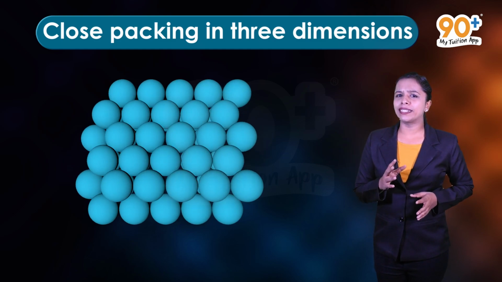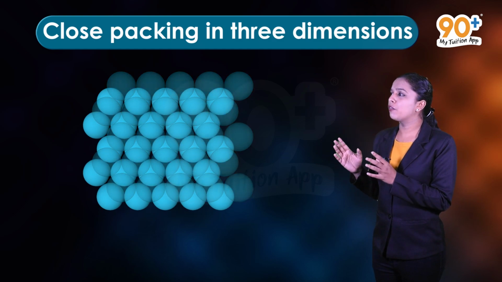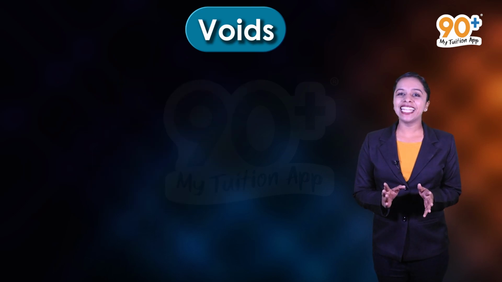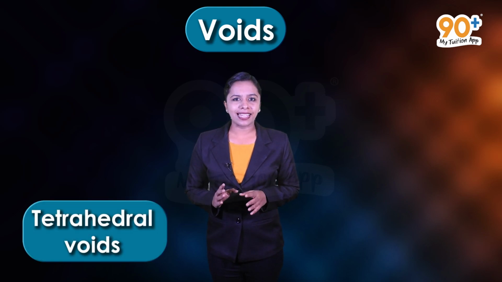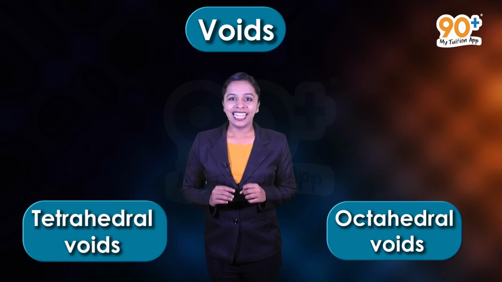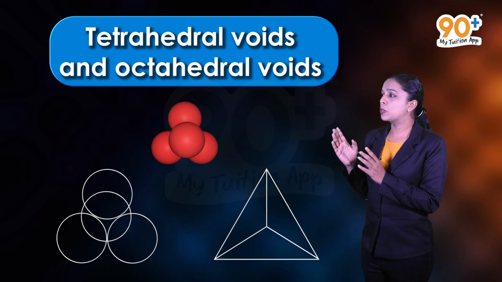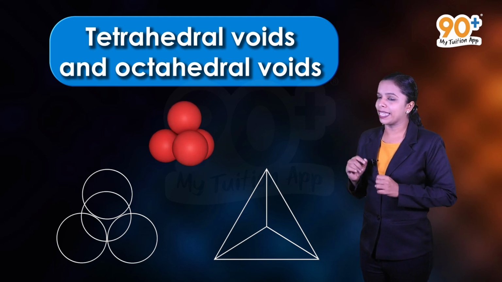A closer look at the arrangement indicates the formation of 2 different kinds of voids. Do you know what they are? They are tetrahedral voids and octahedral voids. Let's discuss them in detail. Tetrahedral voids are formed whenever a sphere of the second layer is above the void of the first layer.